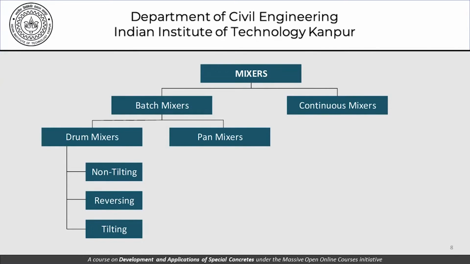As far as mixers are concerned, there are basically 2 types of mixers: batch mixers and continuous mixers. As far as batch mixers are concerned, there are 2 types: the drum mixers and the pan mixers. And within the drum mixers, there is a non-tilting, reversing, and the tilting type of mixers. We'll do a brief discussion about some of these mixers, but it will be interesting for you to actually look at the pictures and also the performances of some of these mixers from the literature which is available on the internet.